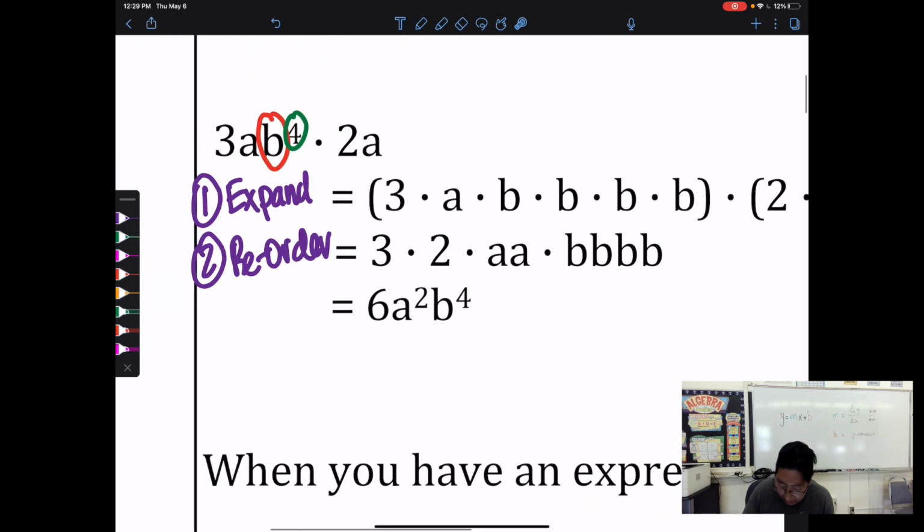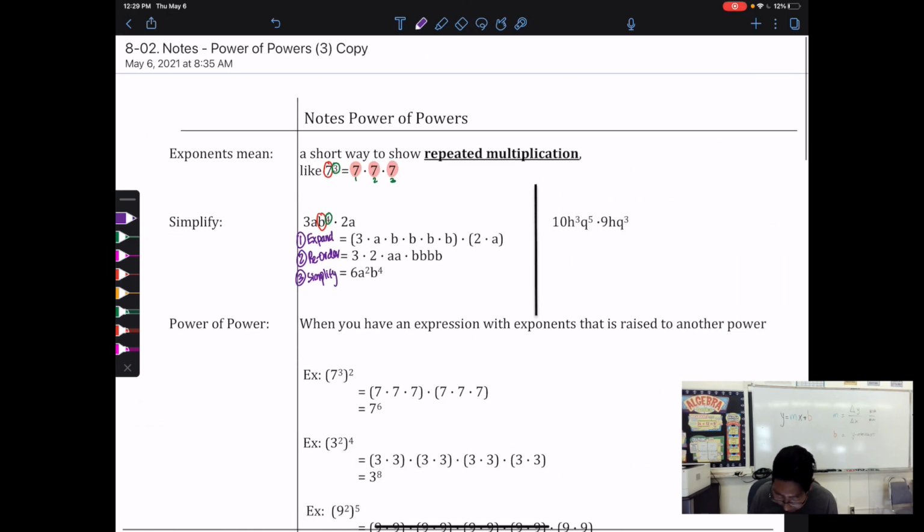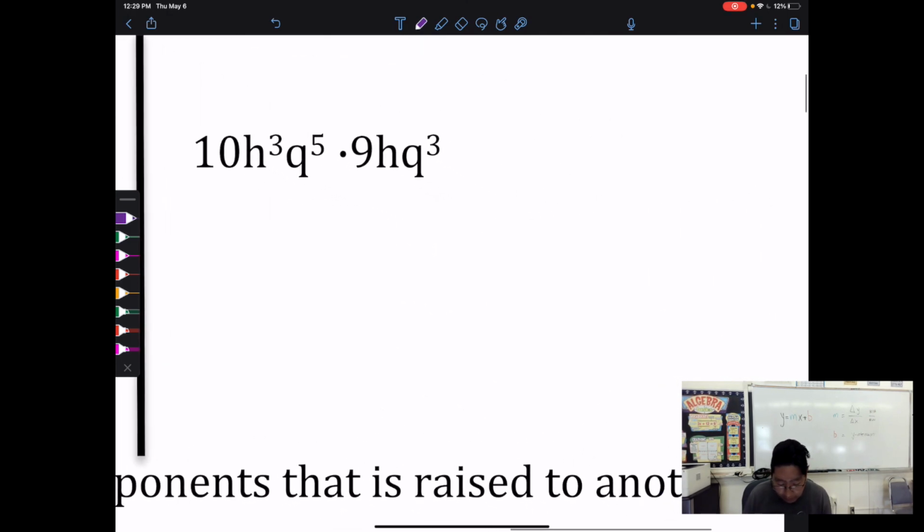To simplify, we multiply 3 times 2, which is 6. We have 2 a's and b to the fourth. That right there is simplifying. We could go ahead and put 3, simplify. All right, so let's try this one. It's not given to you. If you'd like, you could pause this and try it on your own.